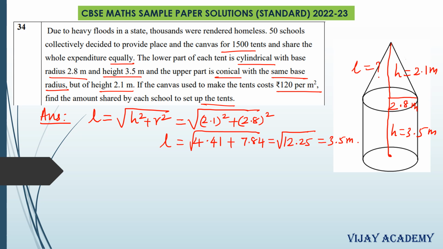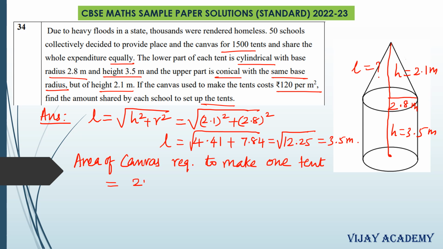Now first let us find the area of the canvas required to make one tent. Area of canvas required to make one tent is equal to curved surface area of the cylinder, which is 2πrh, plus curved surface area of the cone, which is πrl. And here we can take π and r as common. Radius is same for both cylinder and cone, therefore we can take πr as common, and we can write the quotient inside the bracket, which is 2h plus l.